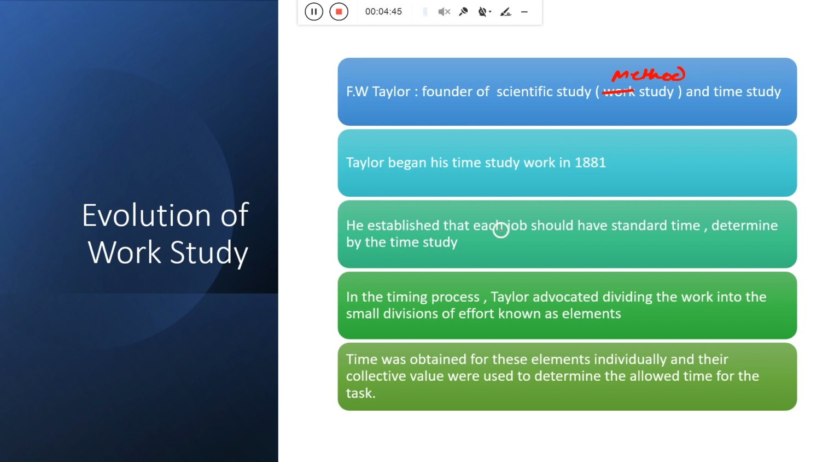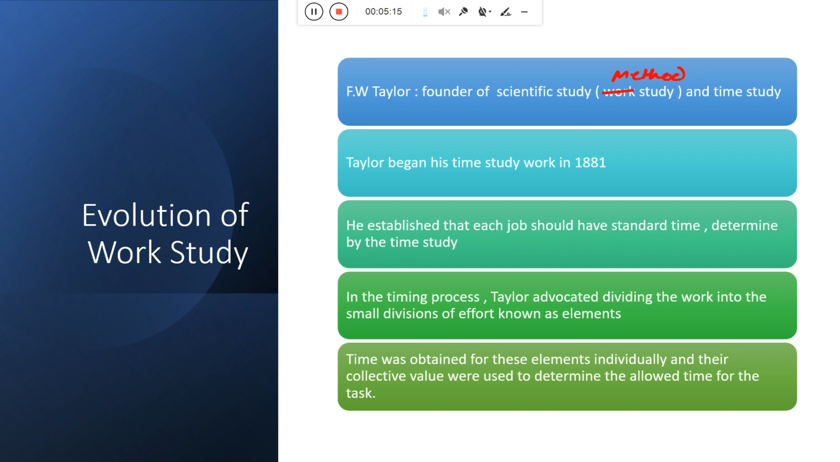He established that each job should have a standard time, determined by time study. So he told us that for every job, as an engineer or as a manager, we need to fix a standard time for every job. Because if you know the standard time of each job and each work going on in your organization, then you can easily do any planning.